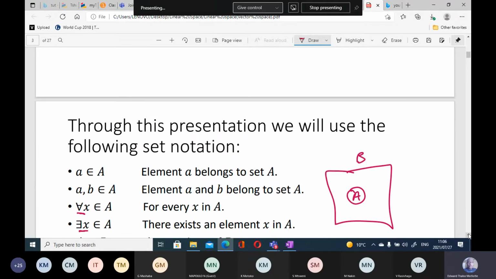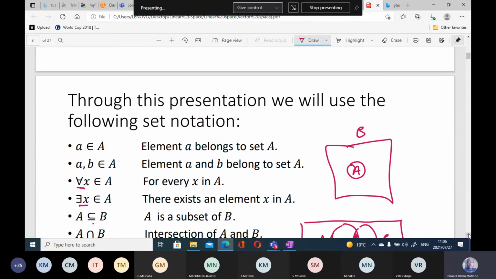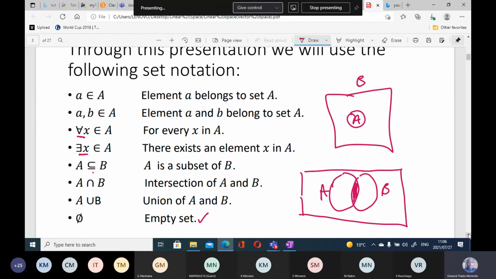Through this presentation, we will use the following set notation. The first one means that a is an element of A. The third one means for all X in A, and then the backwards capital E means there exists an element X in A. Then A is a subset of B, the intersection A ∩ B, and then the union A ∪ B. And the last one is the empty set.